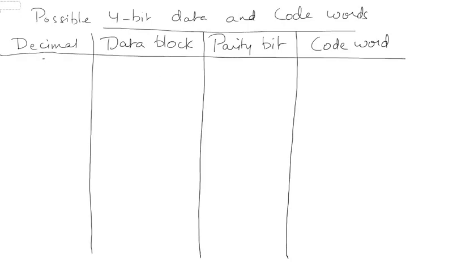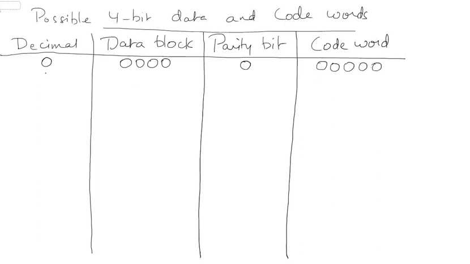We'll start with the decimal number 0. So 0 can be represented as 0, 0, 0, 0 in binary. Now if you count the number of ones here, there are no ones. That means 0 number of ones are there. So already it is an even number. So the extra parity bit which needs to be added is 0. Now the complete code word is formed by adding this extra parity bit to the given data. So the code word will be 0, 0, 0, 0 and 0.